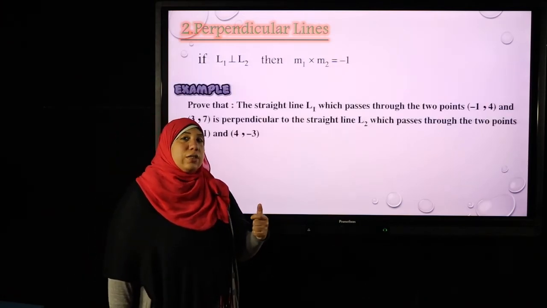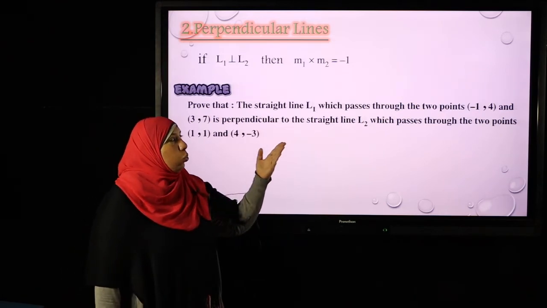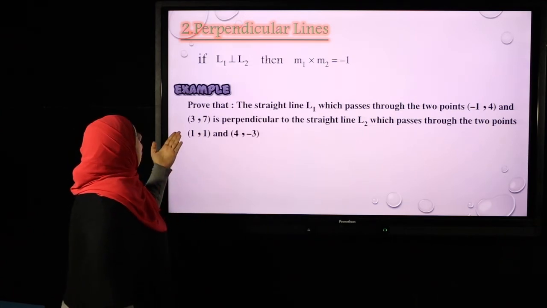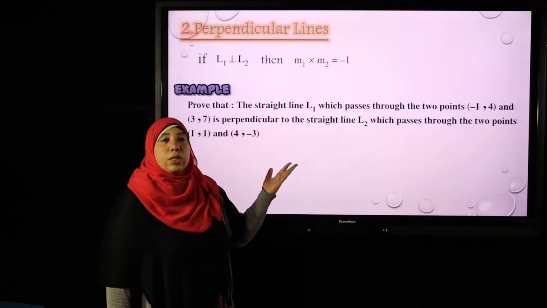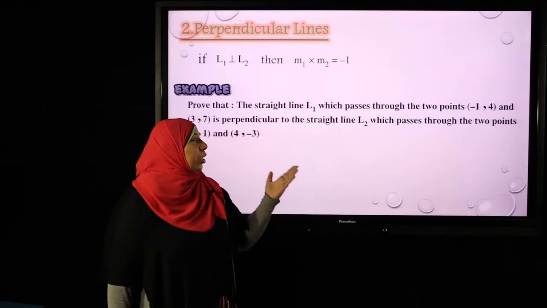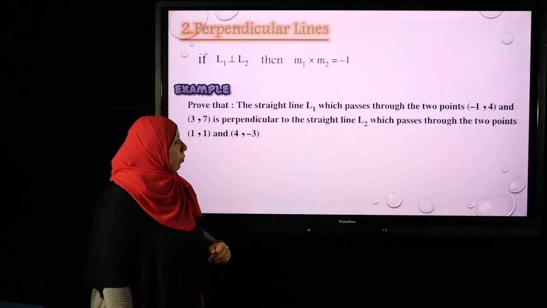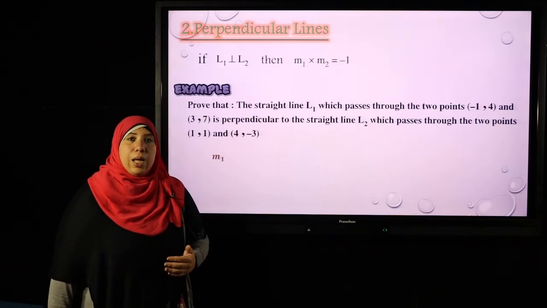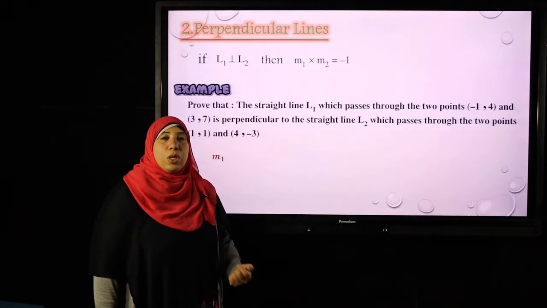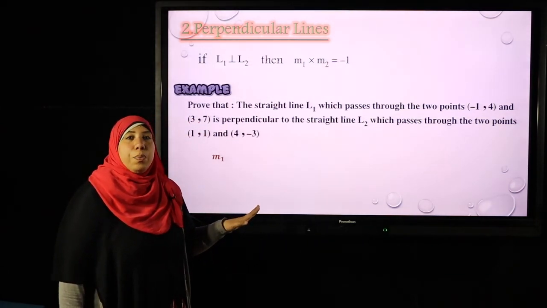again, he wants to prove that two straight lines, one of them passing through the 2 points (-1, 4) and (3, 7), is perpendicular to another straight line that passes through another 2 points (4, 3) and (-3, 1)... I will make the same steps. I have to find their slopes, and if you find that the product of their slopes is equal to negative 1, then these two straight lines are perpendicular.